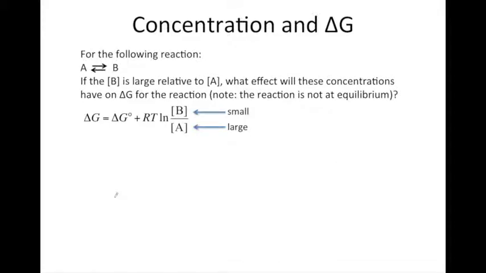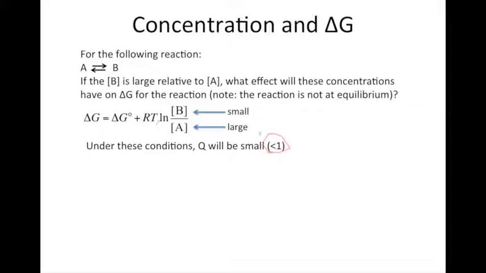So under these conditions, we have a relatively high concentration of reactant, relatively small concentration of product. How is that going to affect Q? Well, if we divide a small number by a large number, Q will be small. It will be less than 1.